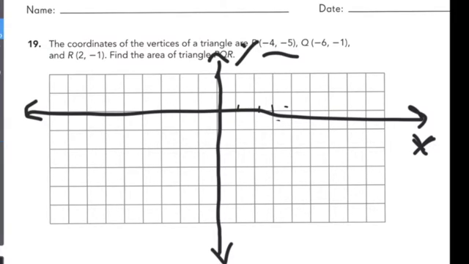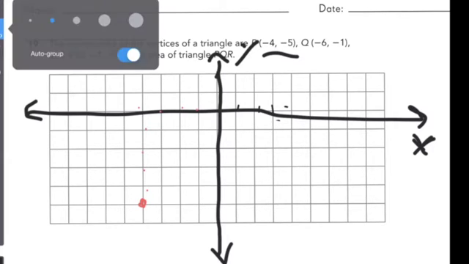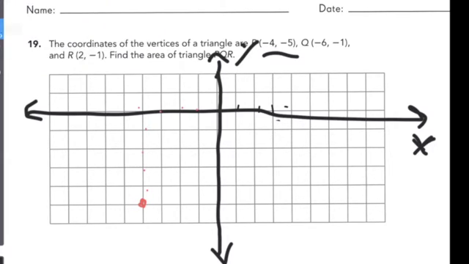So the first one is P, which is -4, -5. So we go x, -4: 1, 2, 3, 4, and -5, so we go down 1, 2, 3, 4, 5. So I'm going to put a dot right there. Just get a bigger marker. So this is P. Then we have to do Q, -6, -1. So I go over 6: 1, 2, 3, 4, 5, 6. -1 is going to be right there.